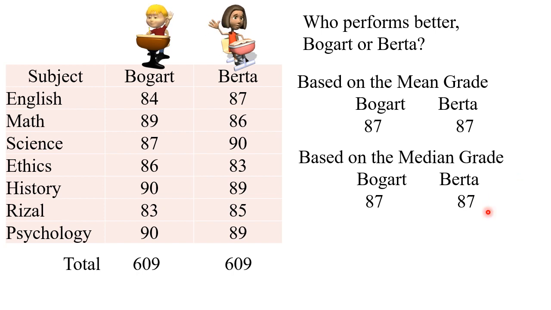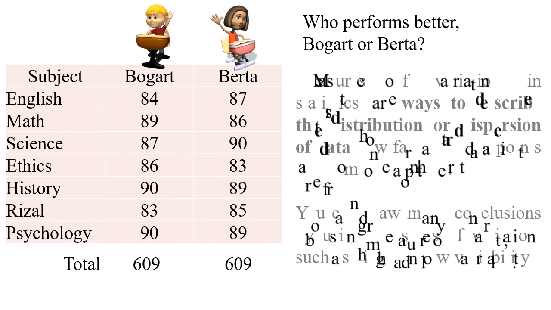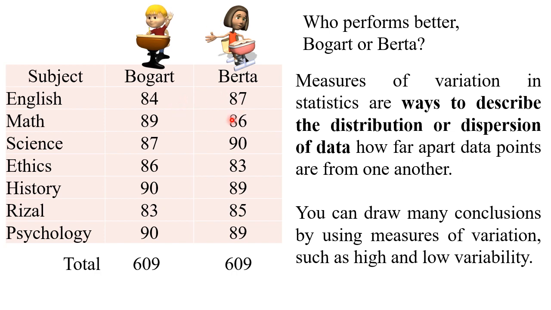So this is where the other measures now come in class, because when we base it on the mean and median, both Bogart and Berta perform equally. But as I said, we are going to look into each score individually, and we are going to find out how close or how far each individual grade is from the center, and that is the concern class of what we call the measures of variations.